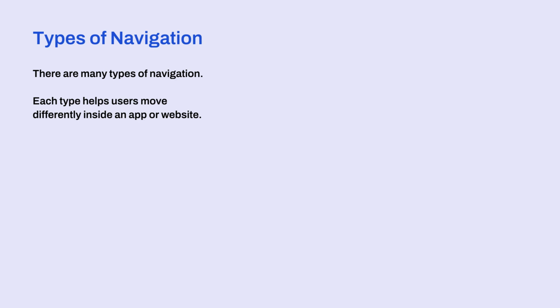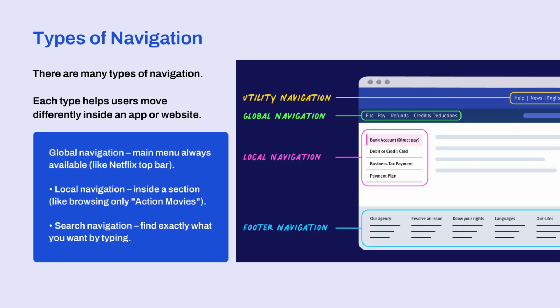Types of navigation. There isn't just one way to navigate. In fact, apps and websites often use different types of navigation together. For example, global navigation is like the main menu, always visible, letting you jump to the big sections like home, series, or movies. Then we have local navigation, which helps you move inside a specific section. For example, once you're in movies, you can filter only action or comedy. And finally, search navigation lets users type exactly what they want, like Stranger Things, and go straight to it. Different navigation types work together to make sure users can move smoothly and never feel lost.